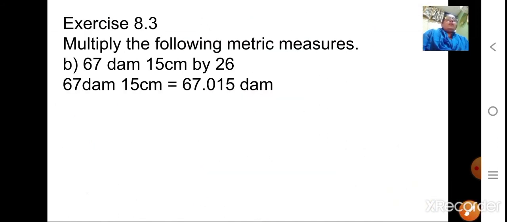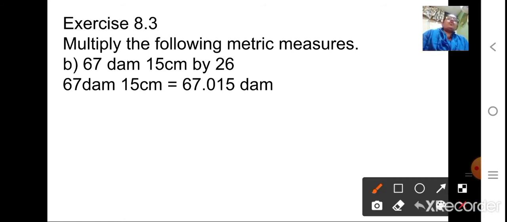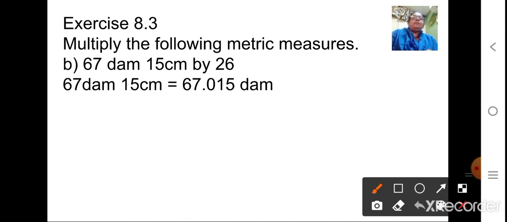Now let us start with the exercise sums. Exercise 8.3, you have to solve it in your maths notebook. Today we'll be doing only multiplication. In the next class we'll be doing the division. So children, to carry out the multiplication, you should be thorough with the conversion part. Now here the sum is 67 decameter and 15 centimeter multiplied by 26. When we are using the decimal point, we are using the bigger unit, that is decameter. So this centimeter gets converted.